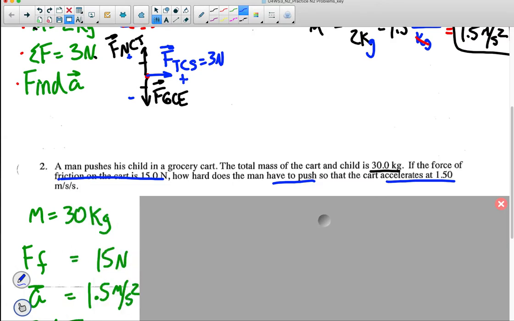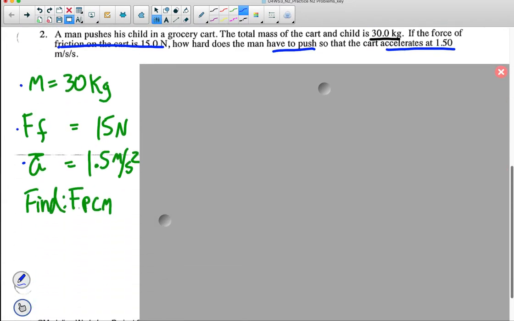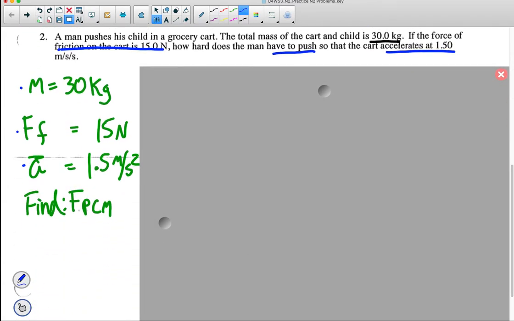So for this one, we have the mass of the cart and the child is 30 kilograms. The force of friction is 15 newtons. We might need to come back to that in a second. The rate of acceleration is 1.5 meters per second squared, and they want us to find the force of push on the man by the cart.